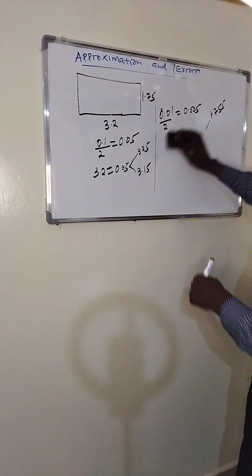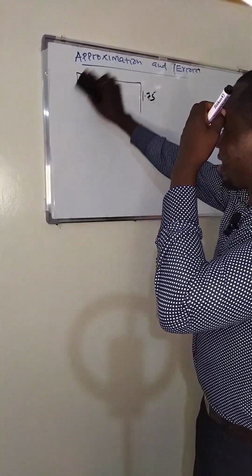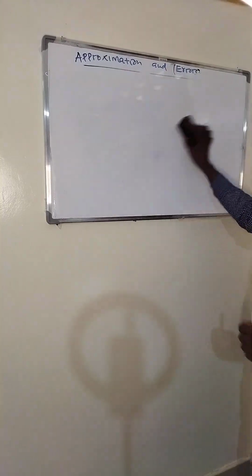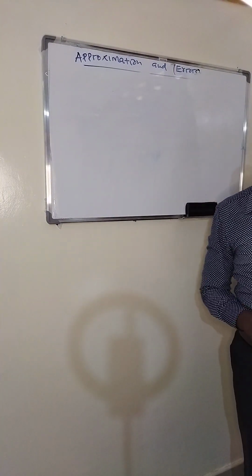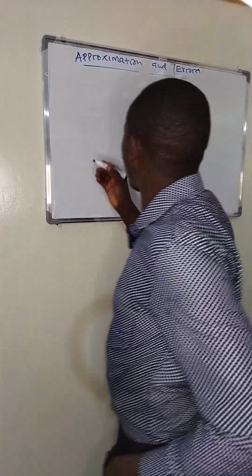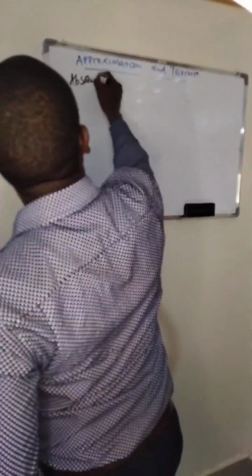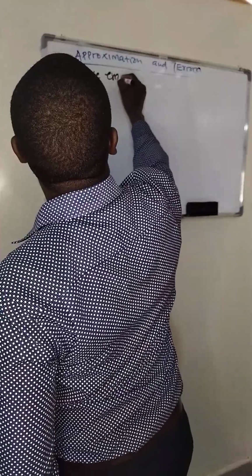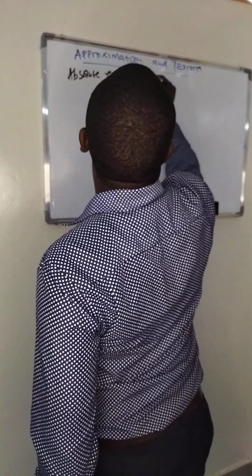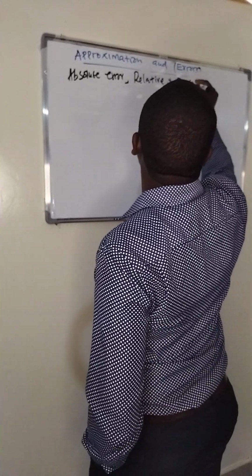So that is in the part of estimations and approximations. Now, what is the effect of these estimations and approximations? So we will now focus on the absolute error, relative, and percentage error.